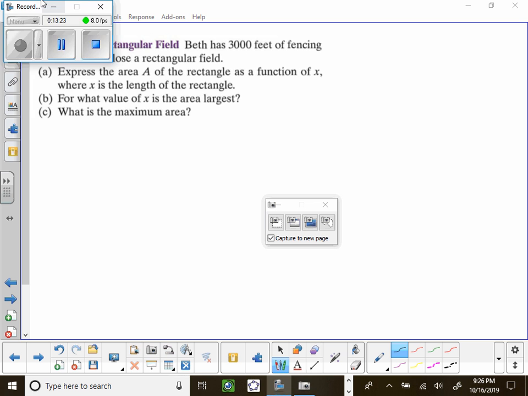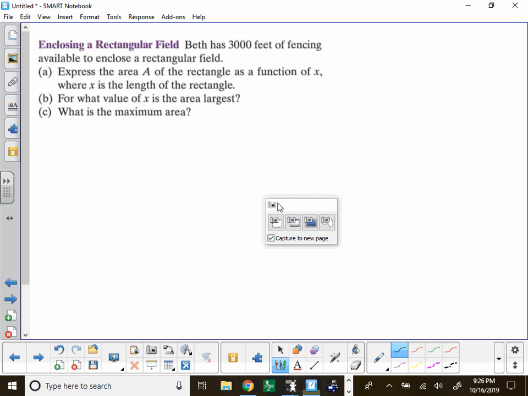All right, here's the next example. So enclosing a rectangular field. Beth has 3,000 feet of fencing available to enclose a rectangular field. Express the area of the rectangle as a function of x, where x is the length of the rectangle. For what value of x is the area the largest, what's the maximum area. So this is like combining the equations together, like the helper equation, all that kind of stuff we talked about before.